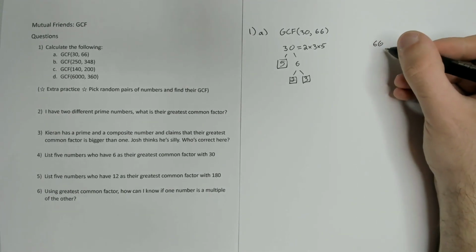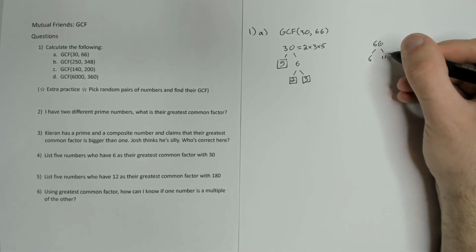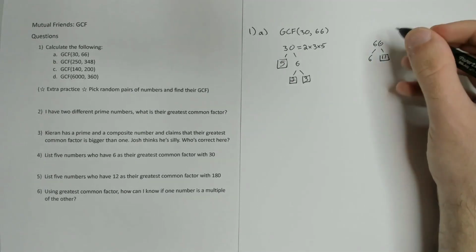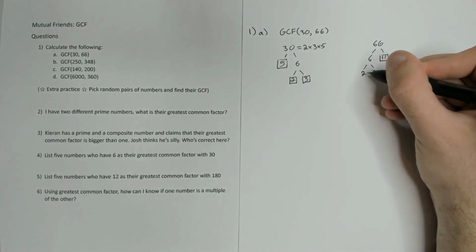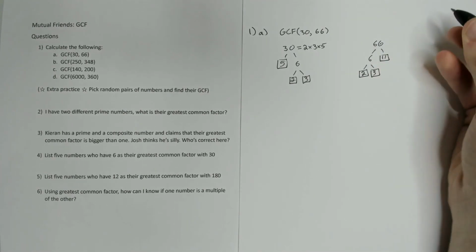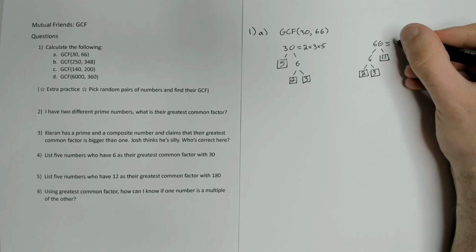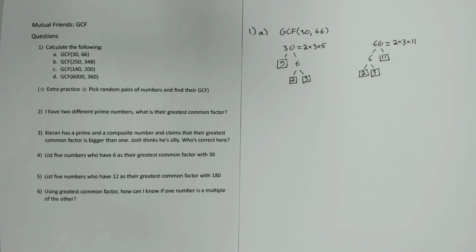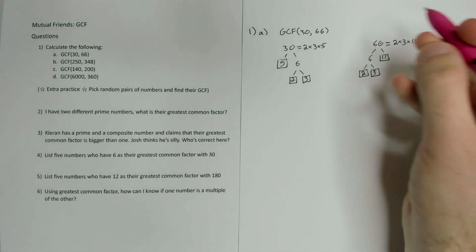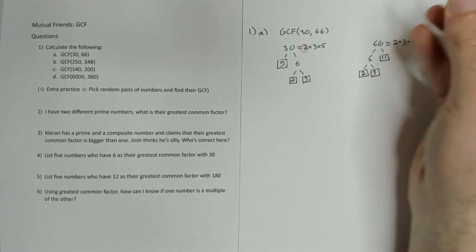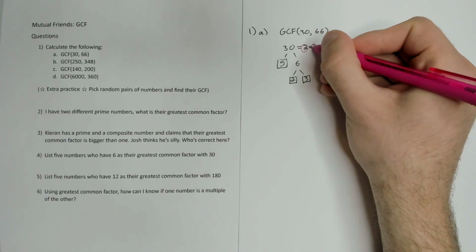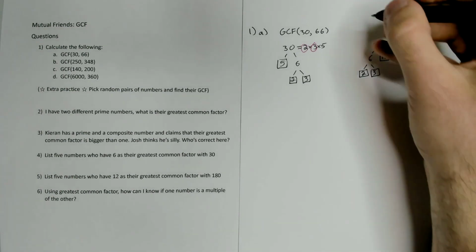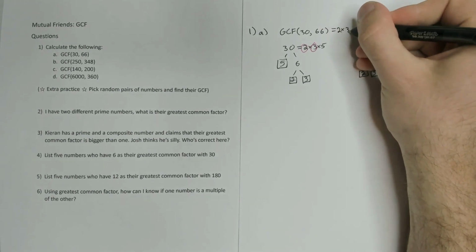So 66 is 6 times 11, right? We know that from our times tables. And 11, that's a prime number. Awesome. And 6, just like over here, can be split up into 2 and 3. So that means the prime factorization of 66 is 2 times 3 times 11. So now to find the greatest common factor, all we have to do is just circle the common prime factors. So 2 is common to both of them, and they also both have a 3. So that means our greatest common factor is going to be 2 times 3, or 6.